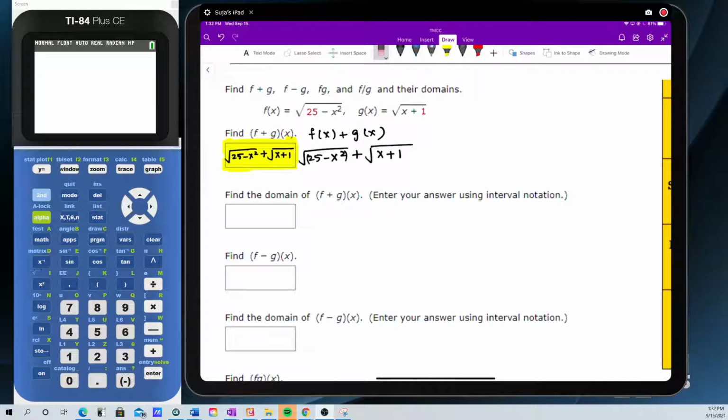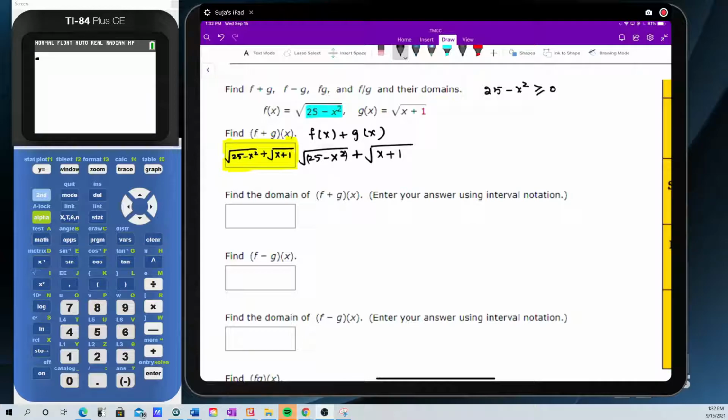So the second part of the question is asking for the domain. So for the domain, let me first break it down individually. I'm looking at the function. It's a square root function. So 25 minus x squared must be greater than or equal to 0, right, for the first one.